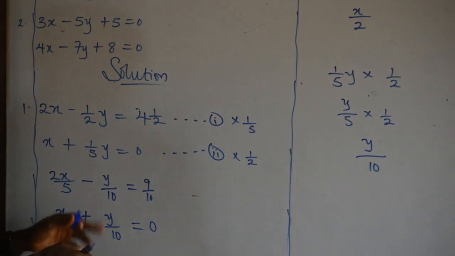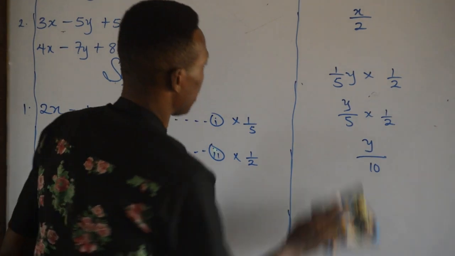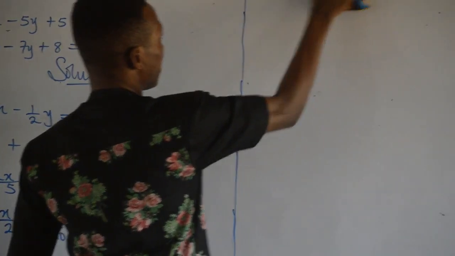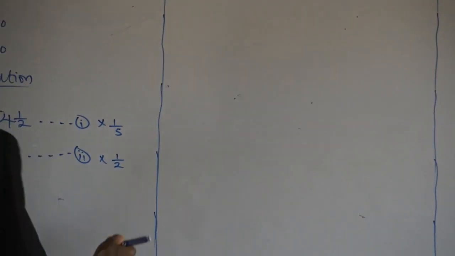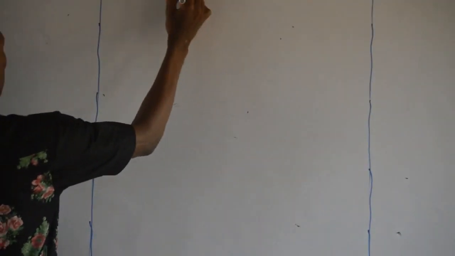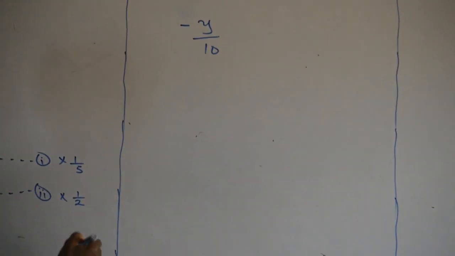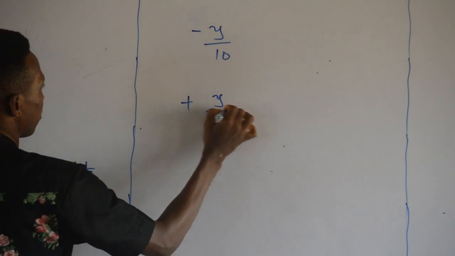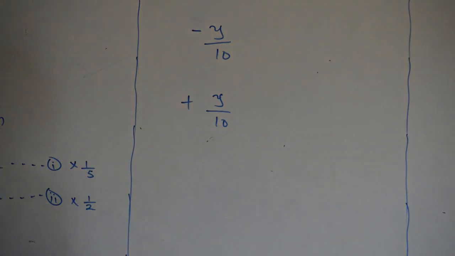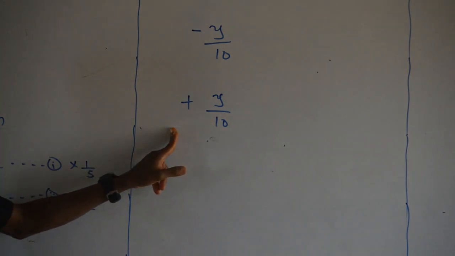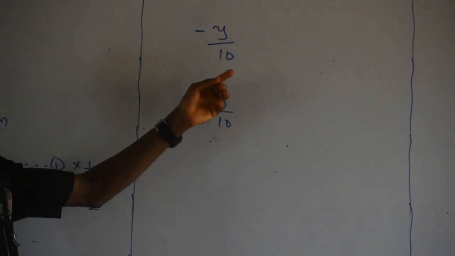Or if you look at it very well, in case you are not seeing what I'm saying, let me bring it out and make it visible for us. For equation 1, we have minus y over 10. And for equation 2, we have plus y all over 10. I decided to include the signs this time around because we are going to come back to a particular sentence I gave us in our last class. But before the sign, let's look at this now.